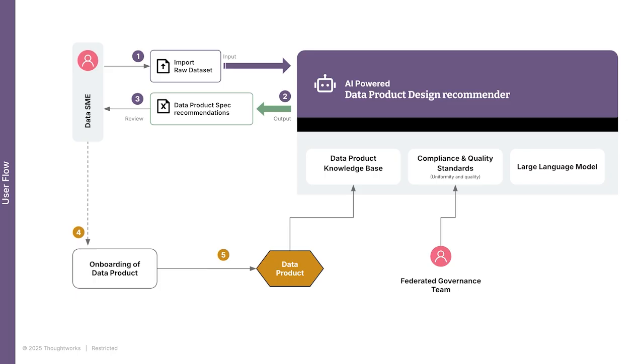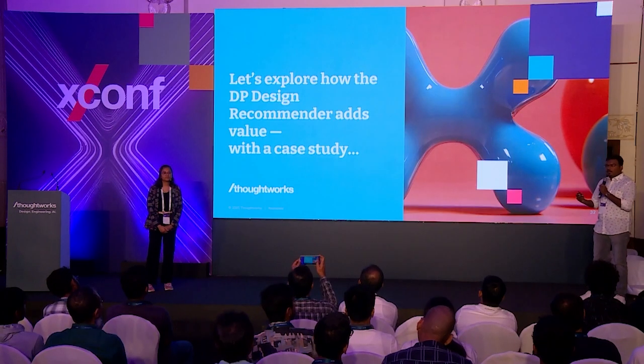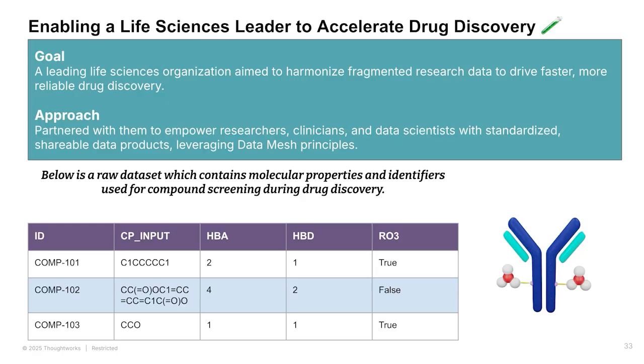But is this enough? There needs to be a governance team who continuously ensures that the organization and quality standards are continuously updated for the system to perform efficiently. So let us see how we did this for our pharma client.